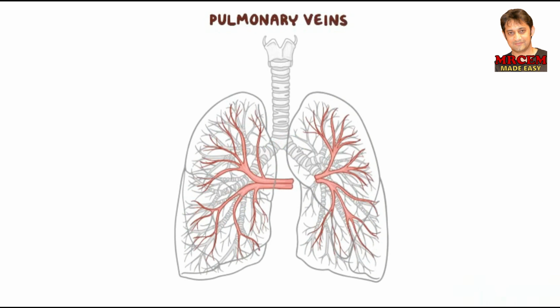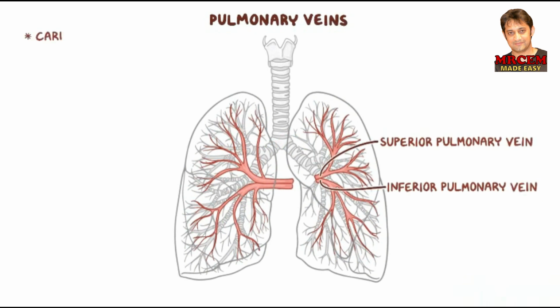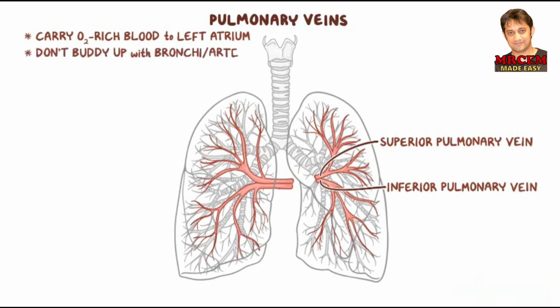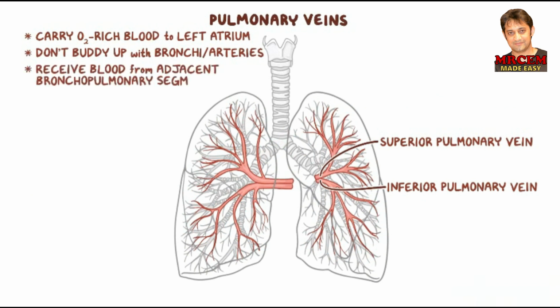Two pulmonary veins, a superior and an inferior pulmonary vein on each side, carry oxygen-rich blood from the lungs to the left atrium of the heart. Because they carry oxygen-rich blood, they're colored red in medical illustrations. Unlike the pulmonary arteries, the pulmonary veins don't buddy up with respective bronchi and arteries. They just course within the lung, receiving oxygenated blood from adjacent bronchopulmonary segments.